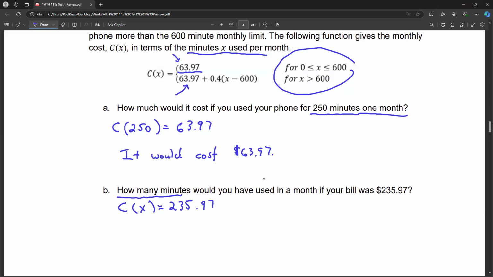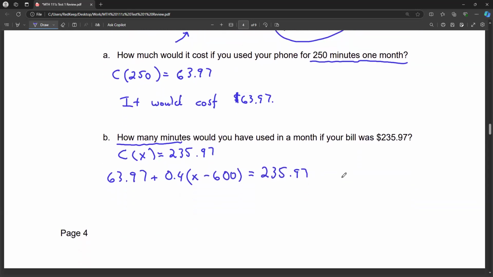So let's go ahead and take that function, because this is what C of X will be equal to. C of X will be equal to 63.97 plus 0.4 times some X value, I don't know what that is yet, minus 600. And so this was what my C of X is equal to. But I also just stated that C of X will be equal to $235.97.